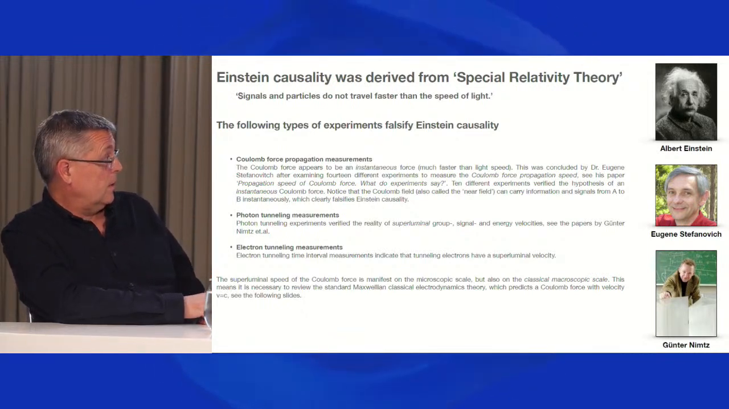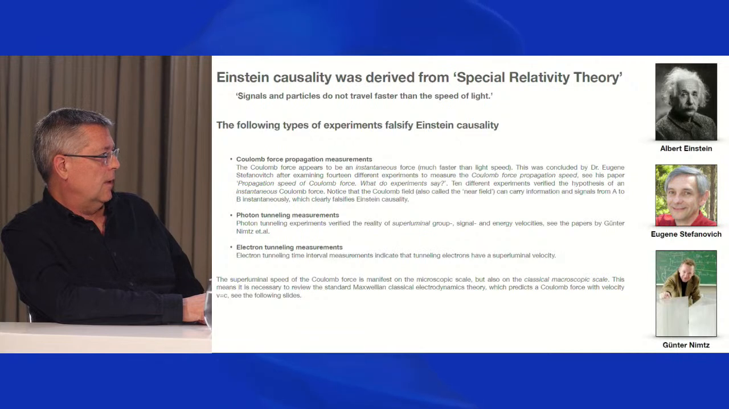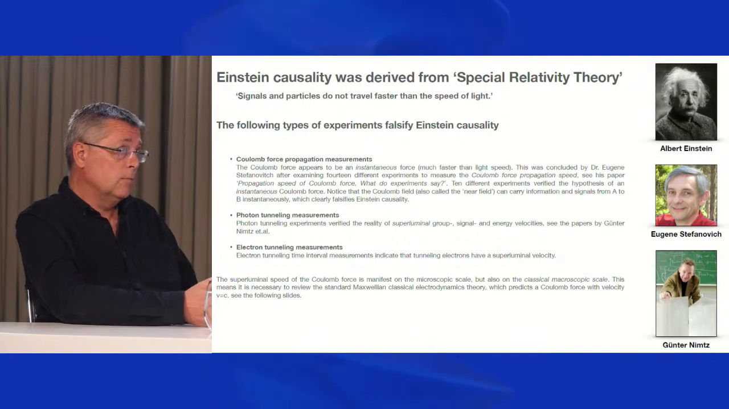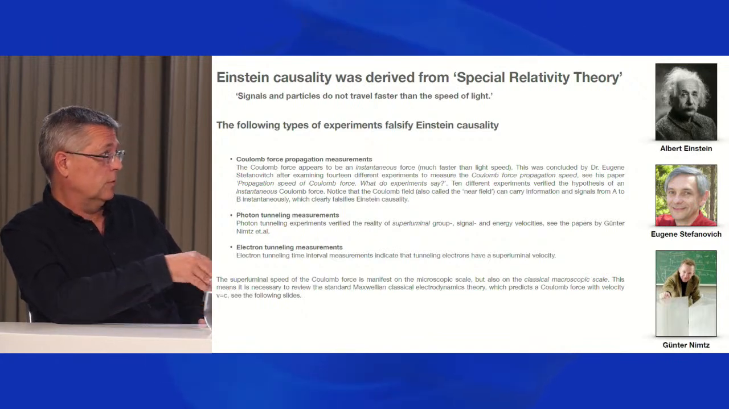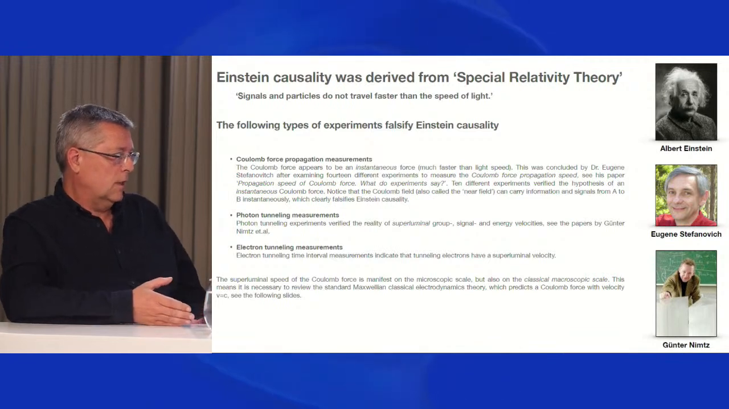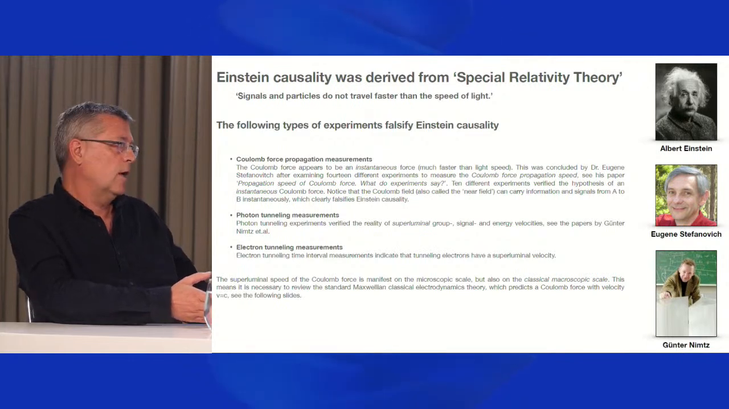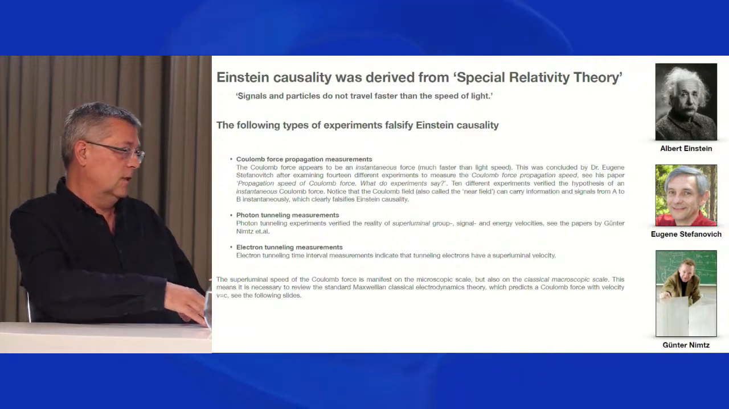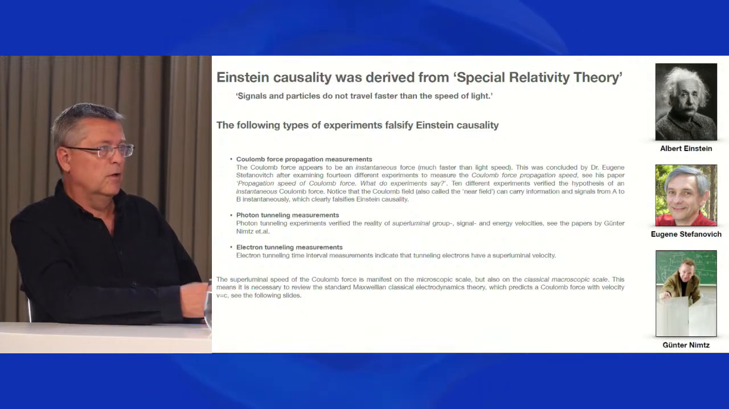So, in particular, the superluminal speed of the Coulomb force is manifest on the microscopic scale, but actually it's in agreement with QED, if we can still talk about QED. But it's also manifest on the macroscopic scale. And for that reason, we have to look again at Maxwell's classical electrodynamics theory, because here we have a flaw of Maxwell's theory, because this is in disagreement with the Maxwell theory as well. Okay, and we're going to the next slide.